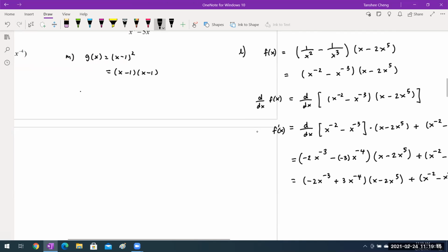So when we take the derivatives with respect to x on both sides of the functions on this one, we're going to use the product rule. So go ahead and try it out. Pause for a second and try it out, and let's check the answer.